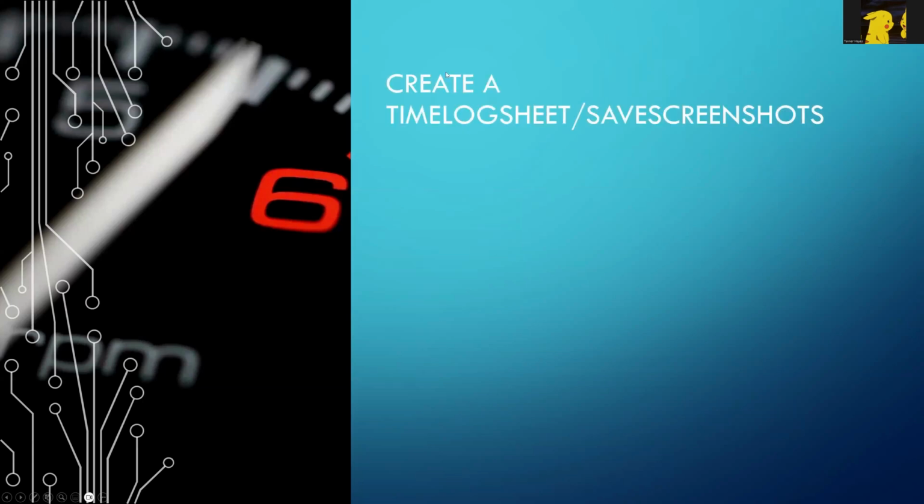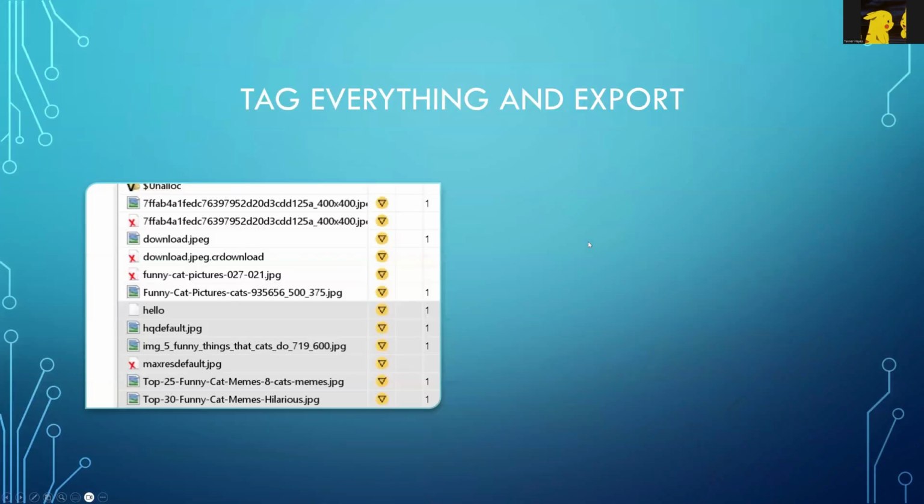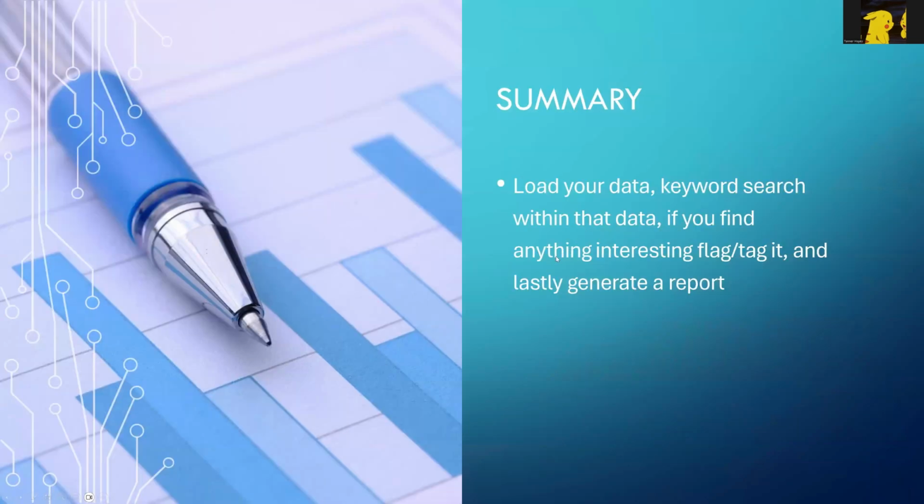We want to create a time log sheet and save screenshots. So we want to document everything we can. Then once we've got everything uploaded in Autopsy, we are going to tag it or flag it. And then we're going to export that. And then we're going to look further into that through the other many forensics tools that we can use with Autopsy. So in summary, you want to load your data, keyword search within that data, which will save you a lot of time, especially if you're looking at a plethora of files. If you find anything interesting, we're going to flag it and tag it. And lastly, we're going to generate a report.